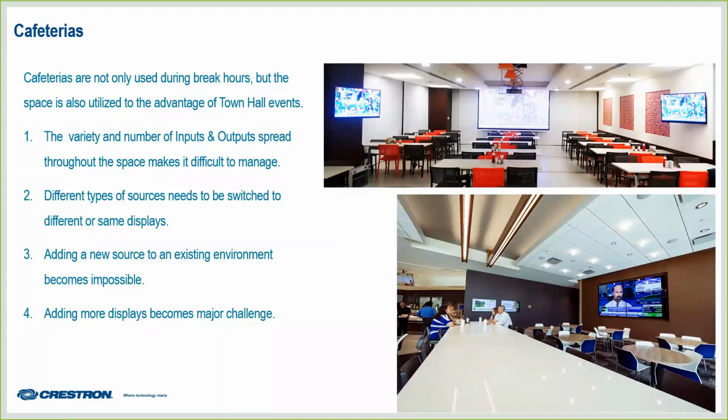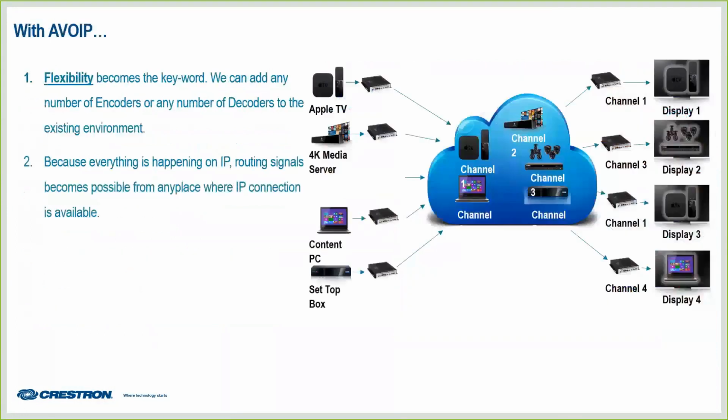So to answer this challenge, we come down with the solution of AV over IP. Now, the first thing that we are able to achieve with AV over IP is flexibility. With the sources and the destinations, all of them lying on the network, all I need to worry about is my LAN port connections on the places where I have to increase my display.